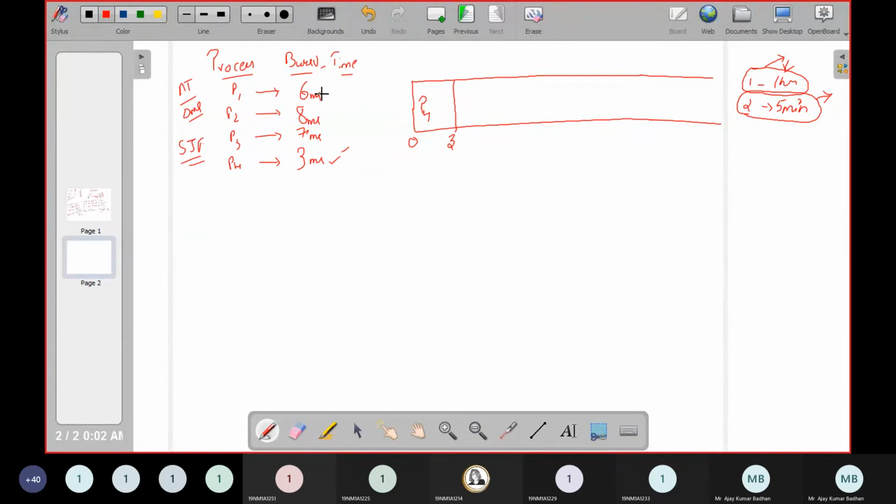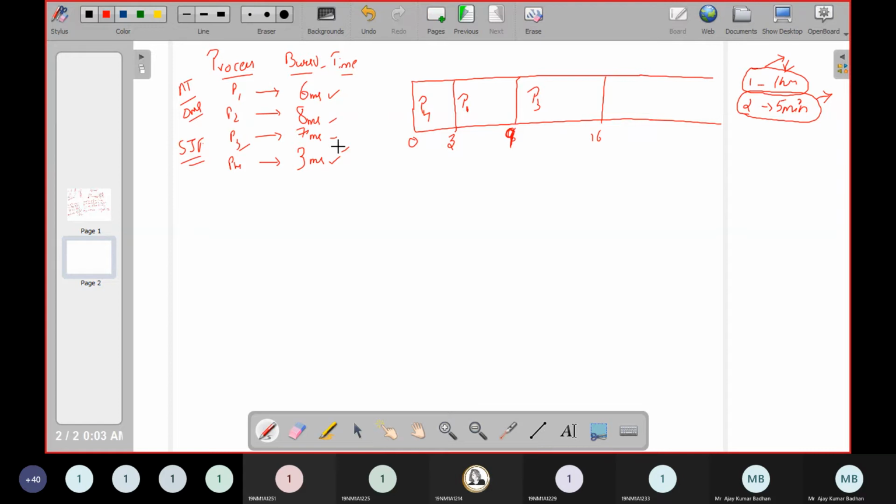Next, among 6, 8, 7, which is the shortest? 6. So I will allocate process P1 next. It requires 6, so 6 plus 3 is 9. After this, 9 is completed. Of 8 and 7, which is the shortest? P3. So 9 plus 7 is 16. Yes, 16.